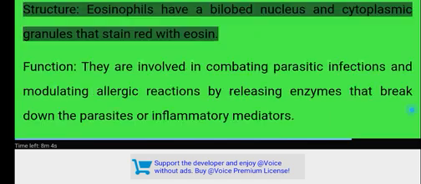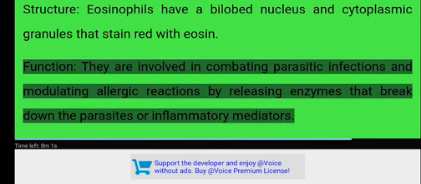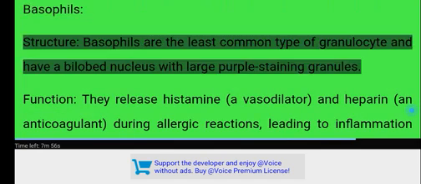and debris. Eosinophils. Structure. Eosinophils have a violet nucleus and cytoplasmic granules that stain red with eosin. Function. They are involved in combating parasitic infections and modulating allergic reactions by releasing enzymes that break down the parasites or inflammatory mediators. Basophils. Structure.